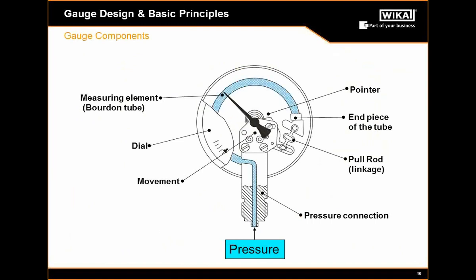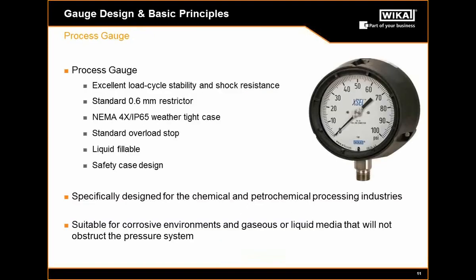So the original design of a mechanical pressure gauge includes these basic features. The pressure connection receives the pressure from the process, and that pressure is fed into the measuring element or Bourdon tube. As the Bourdon tube is increasing in pressure, the design of the tube causes the tube to actually deflect, and that deflection of the tube is transferred through the pull rod to the movement and ultimately to the rotation of the dial, which reads out the pressure reading on the dial face. These are the basic parts of a mechanical pressure gauge that you don't see behind that dial.